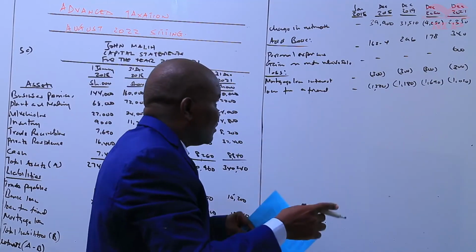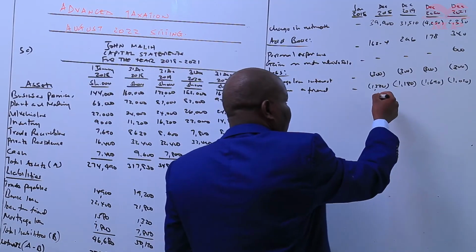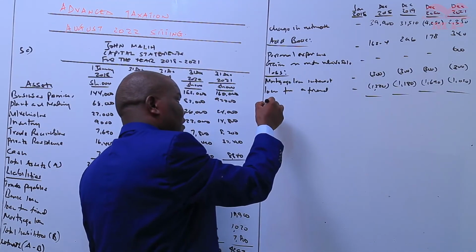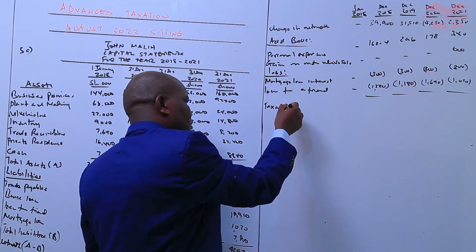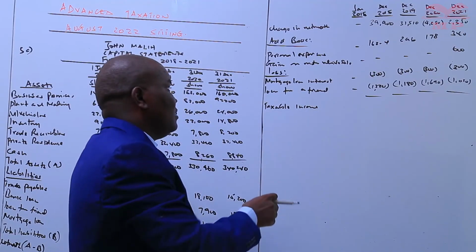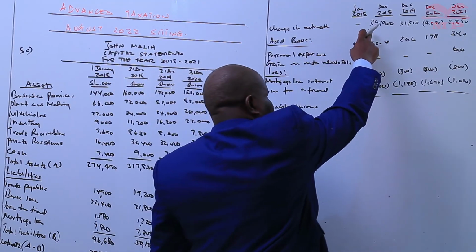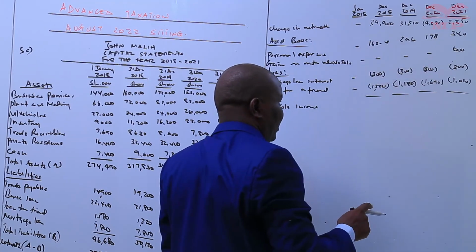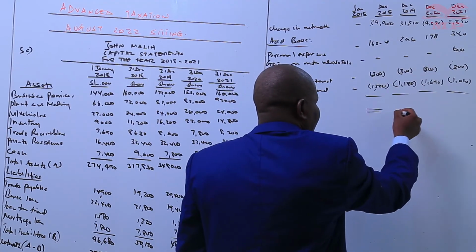And with that, we now get what you call taxable income for each of the years. So taxable income is simply the change in net worth, then we add and deduct the adjustments for each case. So we do it for each year.